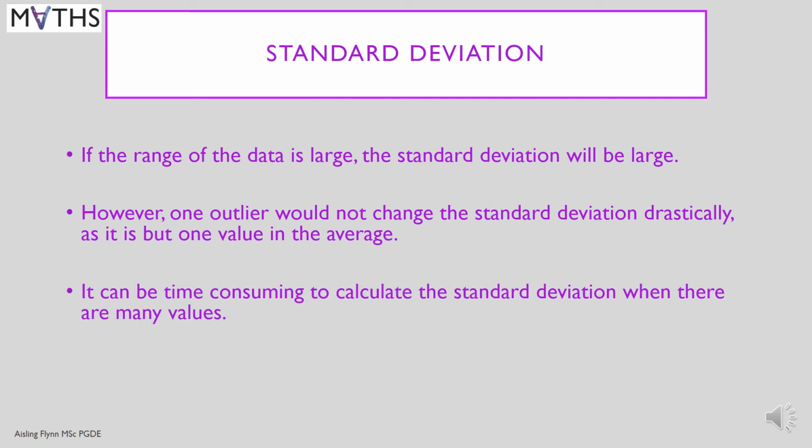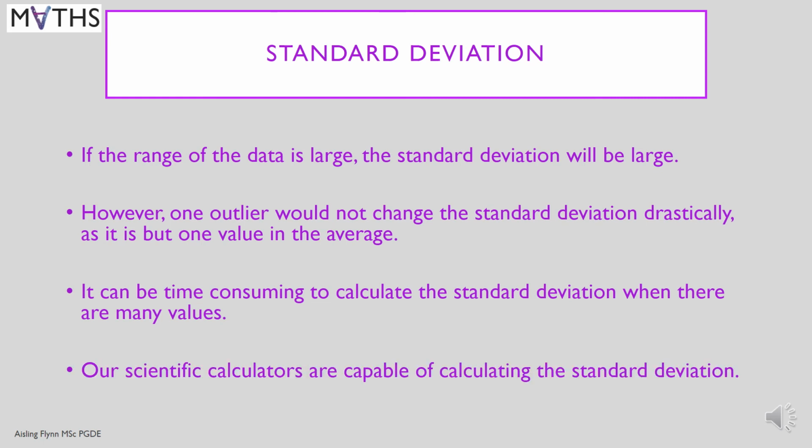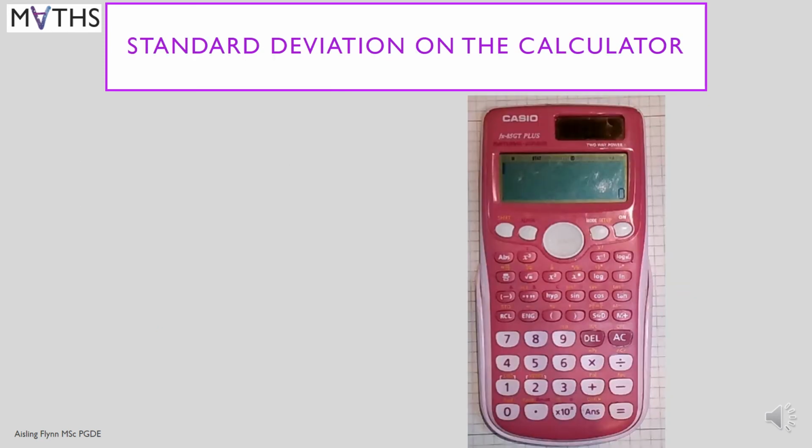It could be very time consuming to calculate the standard deviation when there are many values. Okay, so imagine we only had 6 in the previous example. If we had 600, we wouldn't be doing it manually. However, luckily our scientific calculators are capable of calculating the standard deviation, and of course programs such as Excel, etc. would do that for you. Okay, so the next slide shows you how to do it on your calculator.